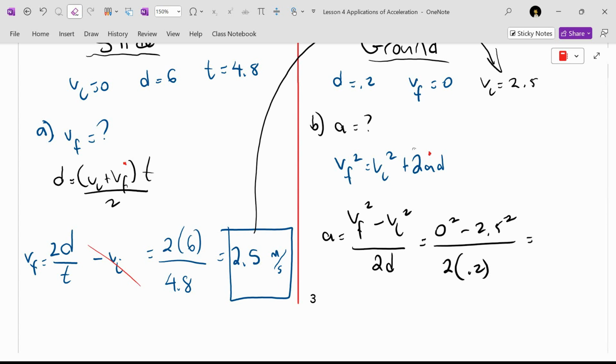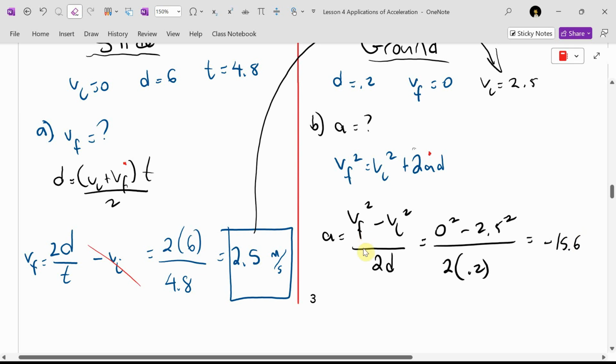Hey, what'd you get? Pardon me? I don't think you typed it in correctly. You might have gotten your square. First one is this. Do you have the fraction button? So brackets around the top, brackets around the bottom. You're going to get something in the negative 15 range, I think. So I'll go negative 15.6.